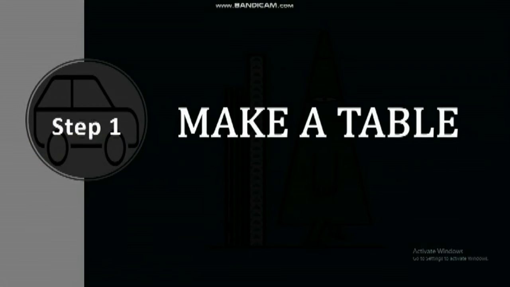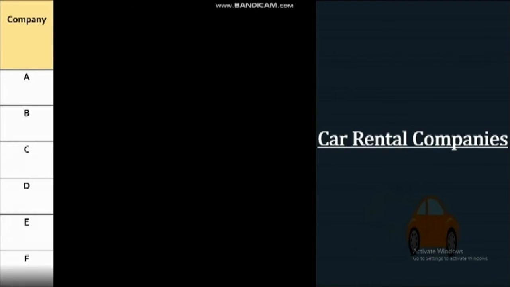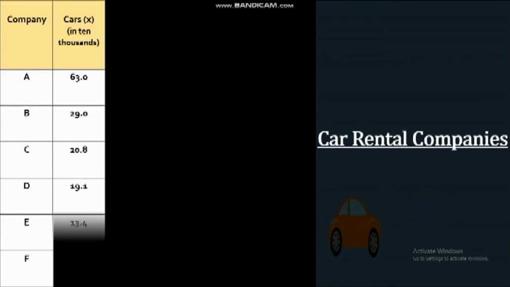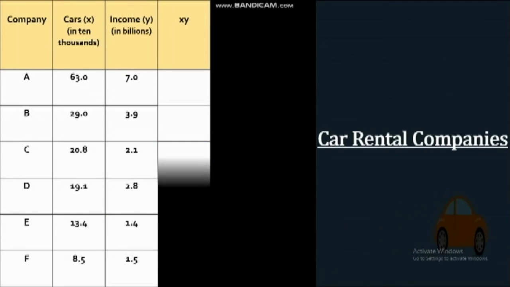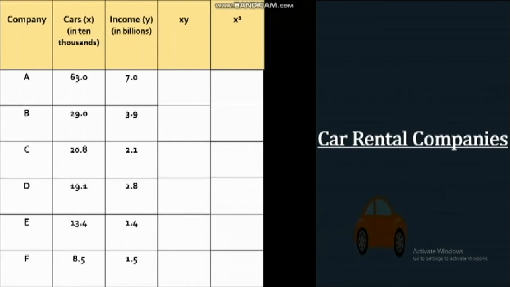Step 1. Make a table. First, we have the companies A, B, C, D, E, and F. Next, we have the column for the cars in 10,000 denoted as X. Then we have the income denoted as Y.